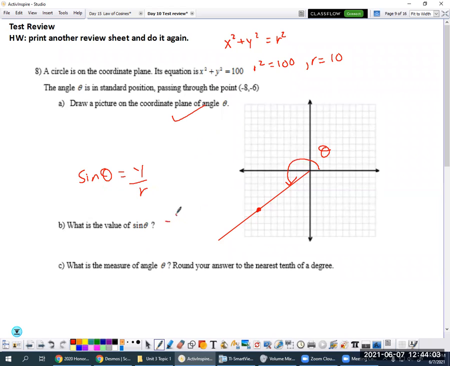The y value is -6. The r value is 10. I'm going to reduce my fraction. Oops, let's get -3/5.